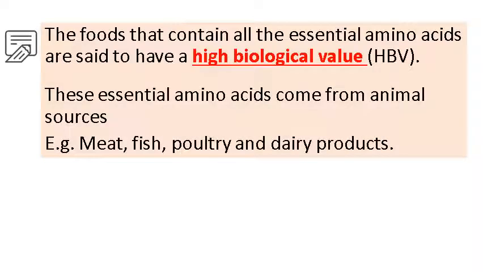So these foods, as I've been saying throughout this PowerPoint, these animal foods, animal proteins, are high biological value. These have all the essential amino acids for our body to take on and use. So these essential amino acids are coming from these animal sources.